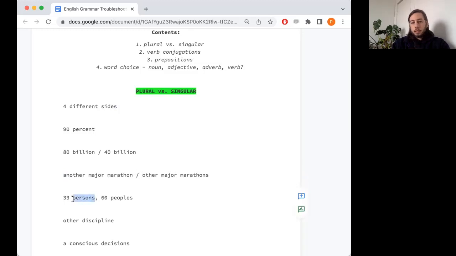Persons doesn't exist as a word, so this will be 33 people. People never has the S because people is already plural. So you've got 33 people or 60 people.